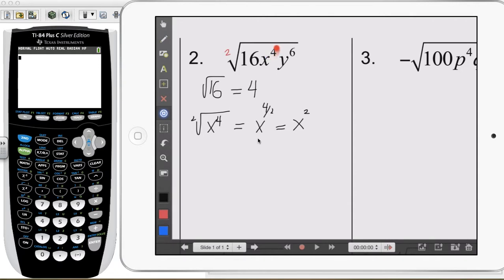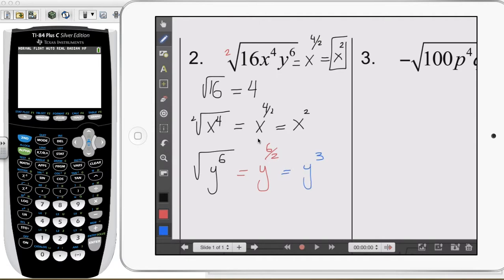So, if the power of the variable is divisible by the index, then to simplify this variable, you divide the power by the index. You get 4 over 2, which is 2, and that would be the answer. In this case, you can also simplify y to the 6th. As you can see, 6 is completely divisible by the index 2. So I can write it as y to the power 6 over the index 2, which is 3. Your answer is going to be y to the 3rd.